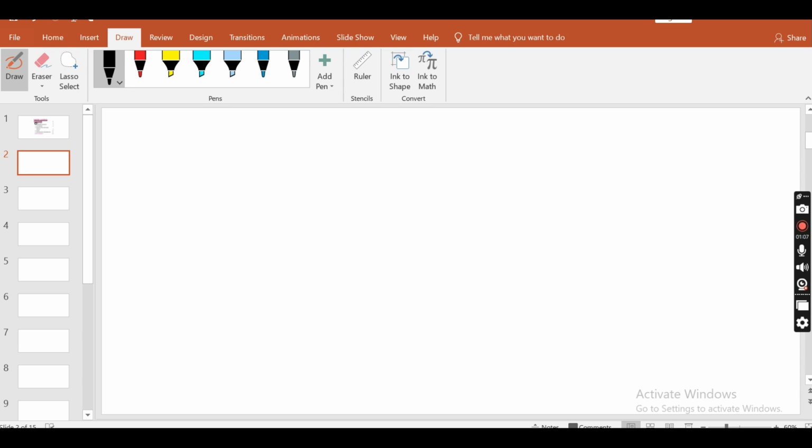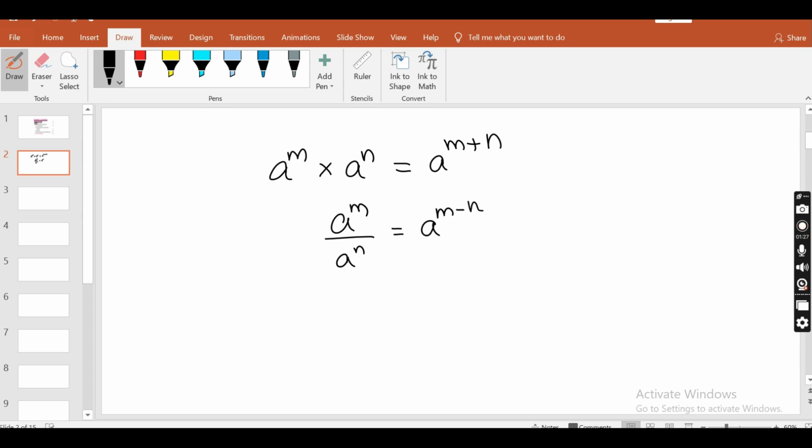Remember the laws of indices you learned in IGCSE. If you have a power m times a power n, you can add the powers. If it's a power m divided by a power n, you can subtract the powers. If it's a power m to the power n, you can multiply the powers. I want you to take note of them.